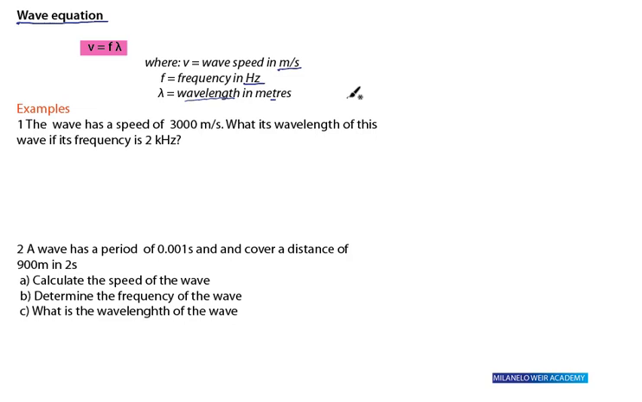The example, first question number 1. The wave has a speed of 3000 meters per second. What is its wavelength if the frequency is 2 kilohertz?